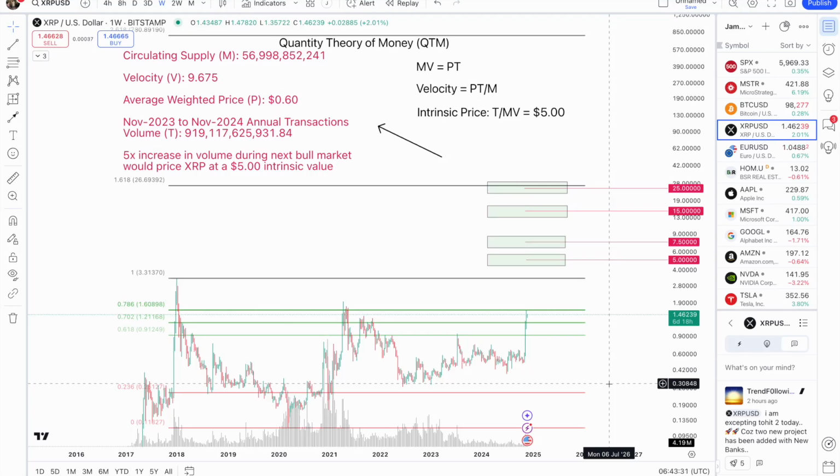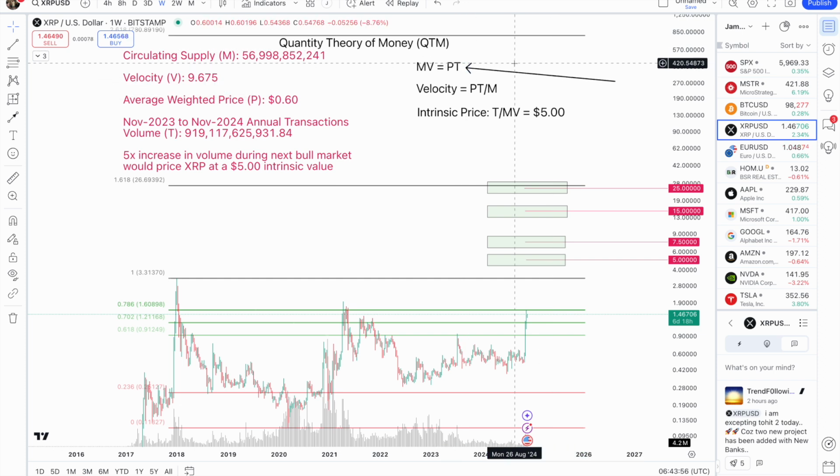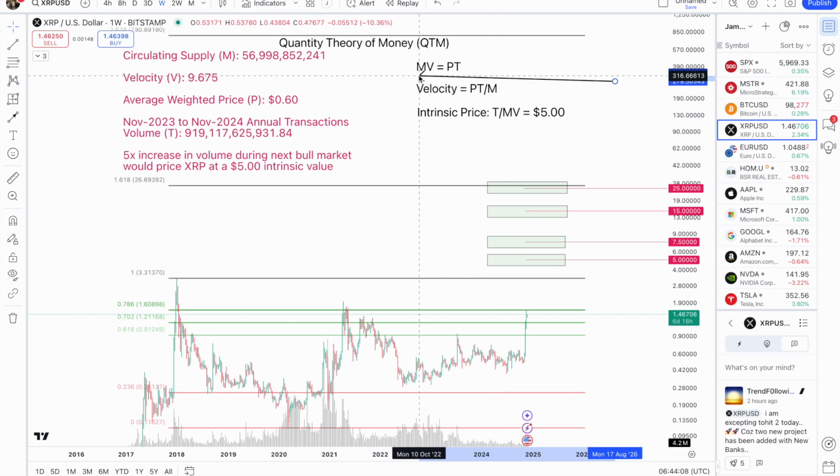I went ahead and used an economic model called the quantity theory of money, known as QTM, to try to give an intrinsic value of XRP. If you don't know what QTM is, it's right here, and it's mainly used in monetary theory. The kind of economists that really adhere to this are called monetarists. And really, what it's saying is that the size of the supply of money is proportional to the price.